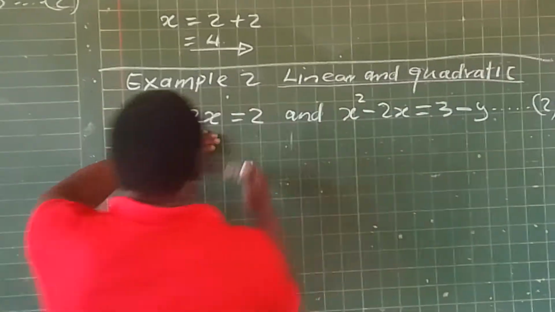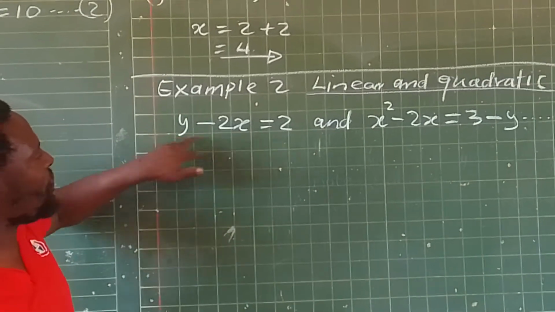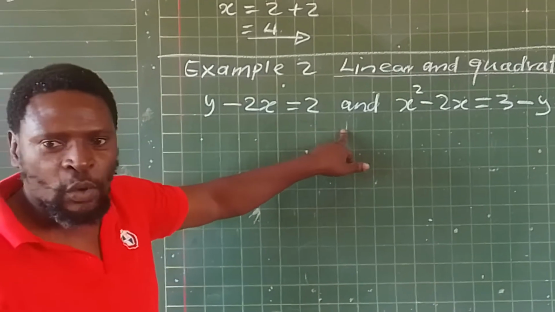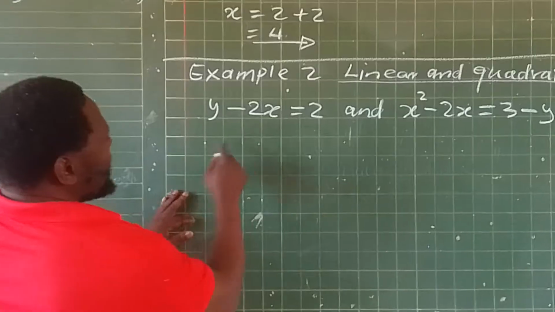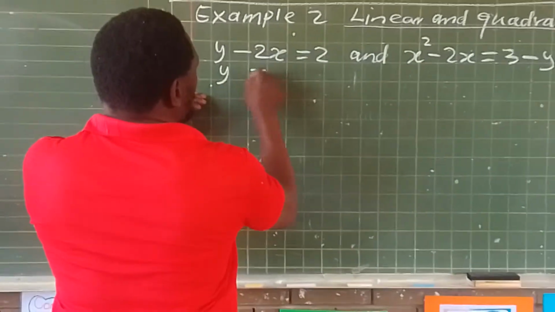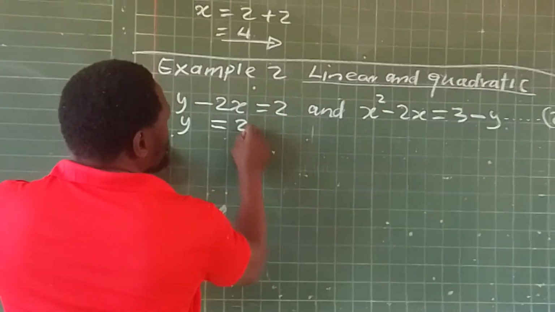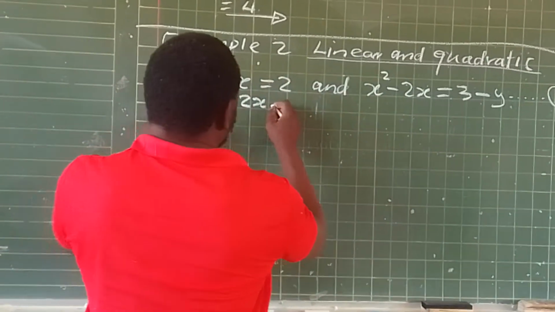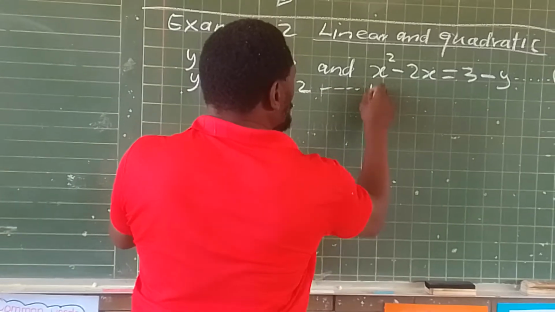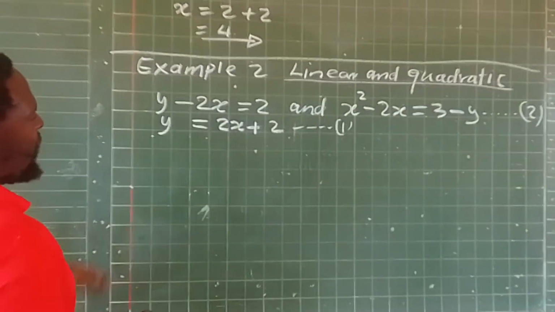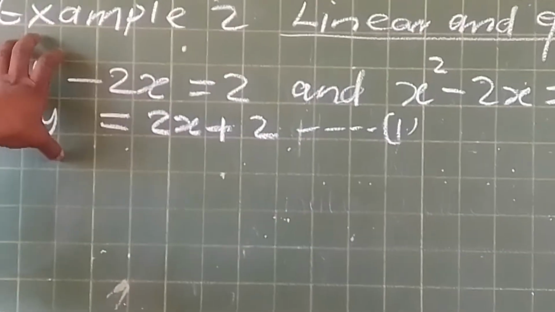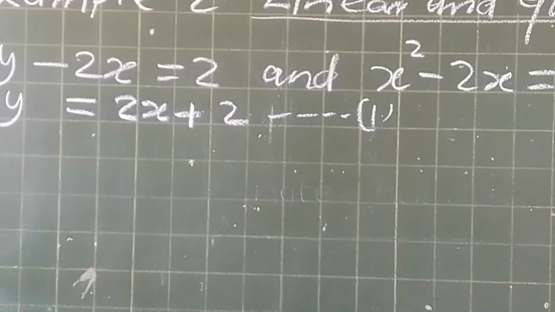Then this one we are going to make one of the variables the subject of the formula, then we can call it 1. For simplicity's sake, we are going to make y the subject of the formula. You have y is equals to 2x plus 2. Now you can call this equation 1. Now you start substituting what? y from equation 1 into equation 2.